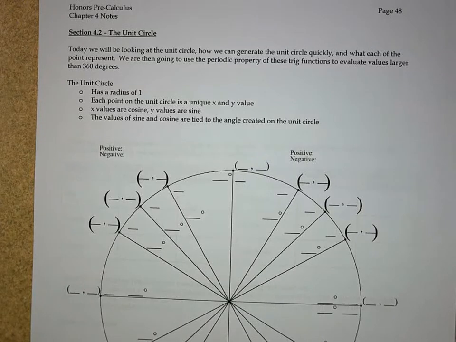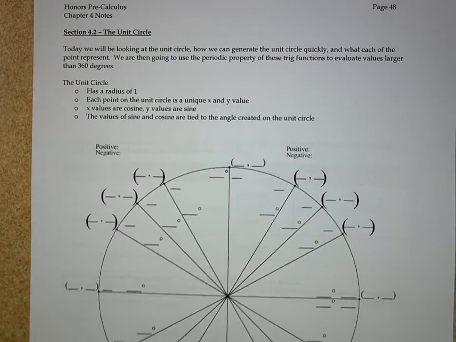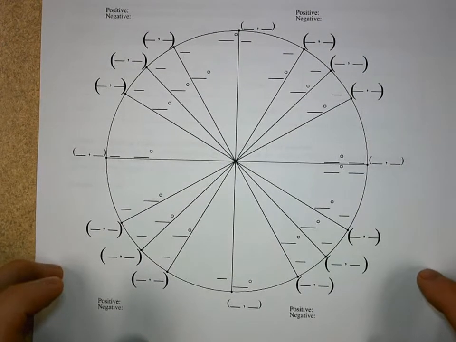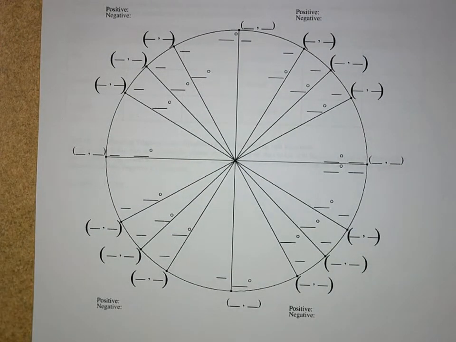Now we want to look at how we would generate the unit circle. This big circle down here is the unit circle. The unit circle quickly gives us the different sine, cosine, and tangent values for known angles, specifically angles that are 30, 60, 90, or 45 degrees, or a relationship in each of the different quadrants that are related to the 30, 60, 90, or the 45 degree triangles that you studied back in geometry.